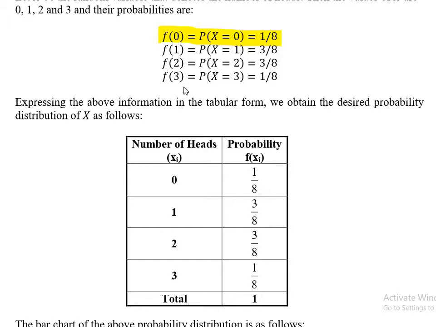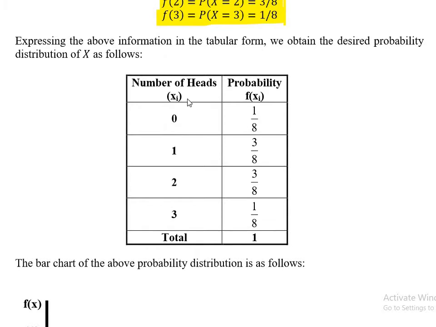So 1 divided by 8. Similarly, probability of 1 head is 3 by 8, probability of 2 heads is 3 by 8, and 3 heads is 1 by 8. If you add all of them, the sum is equal to 1. 1 plus 3 plus 3 plus 1 is 8 by 8, which is 1. So this is the PDF, the discrete probability distribution for X, where X is the number of heads when 3 coins are tossed.